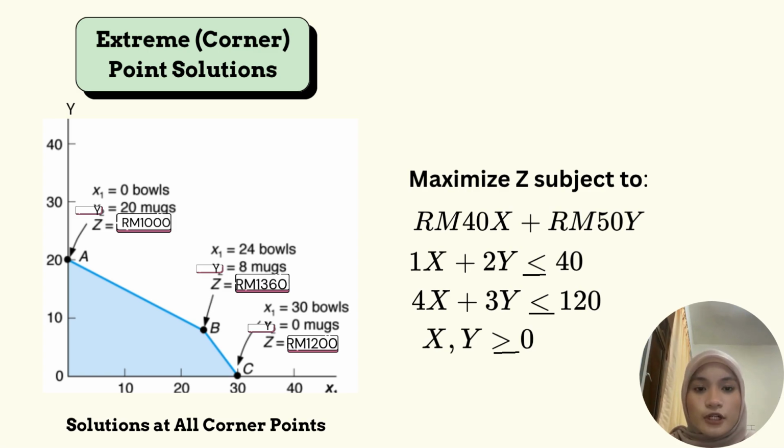For the extreme corner point solution, we get for point A is RM 1000. For point B, we get RM 1360. And for point C, we get RM 1200.